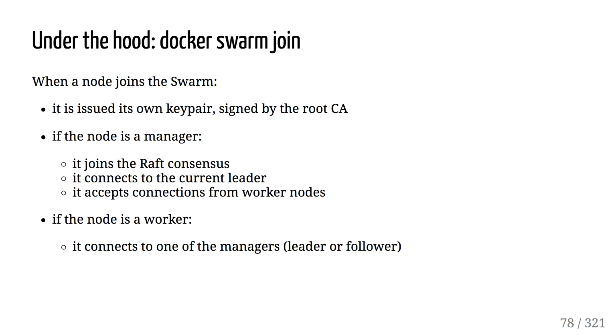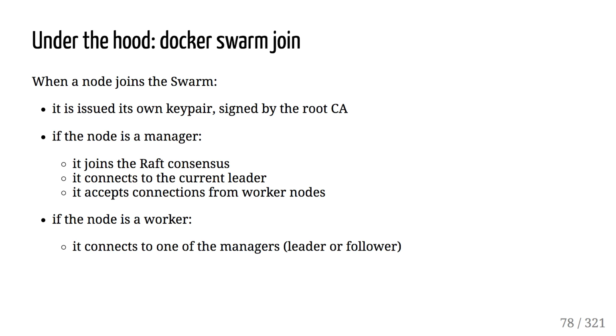So now, when you do Docker swarm join, the authentication of the node is checked; the token is there to validate that. Once the node is accepted, it's like, okay, you have a valid token. Then the cluster will generate a key pair for that new node, signed by the CA. And if the node is a manager, it will be added to the Raft consensus protocol. It will connect to the current leader, and it will accept connections for the worker nodes.